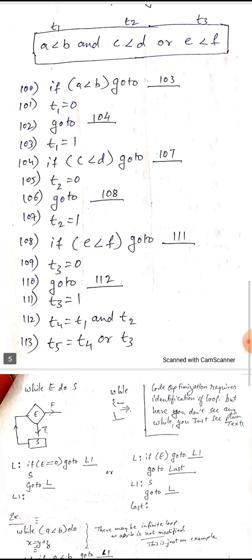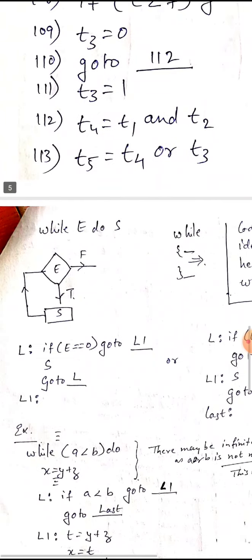Now we are interested to see what are the various ways in which loops could be represented, right? So we will see what a while loop looks like.